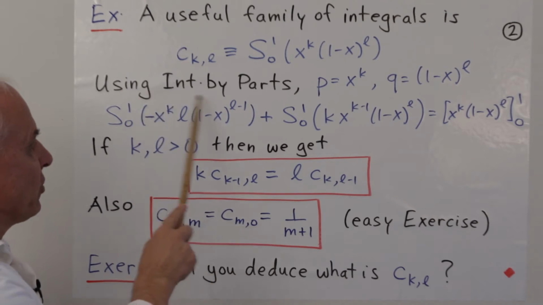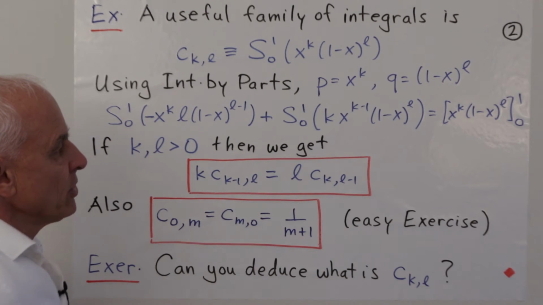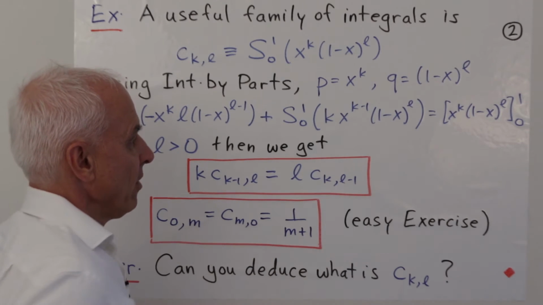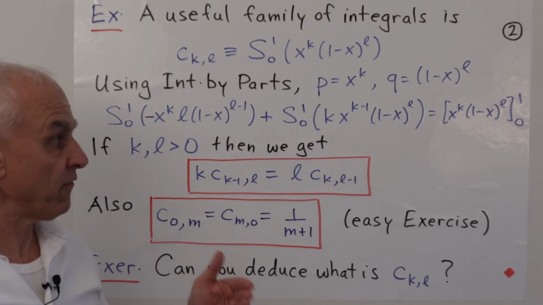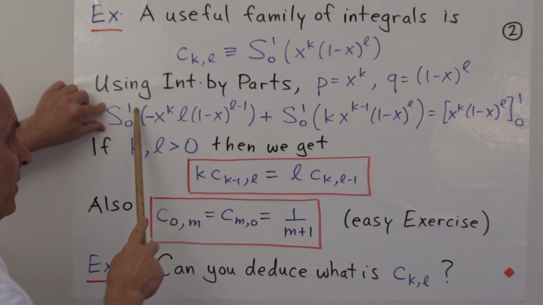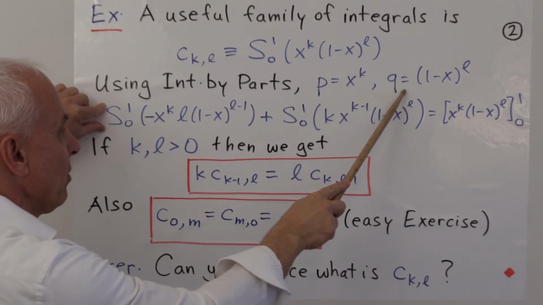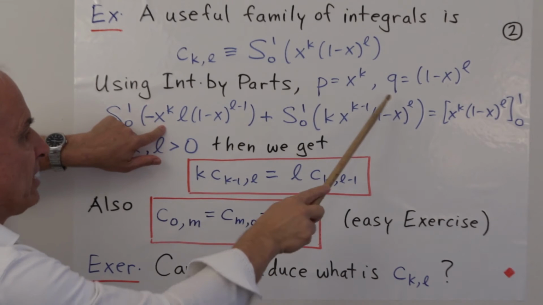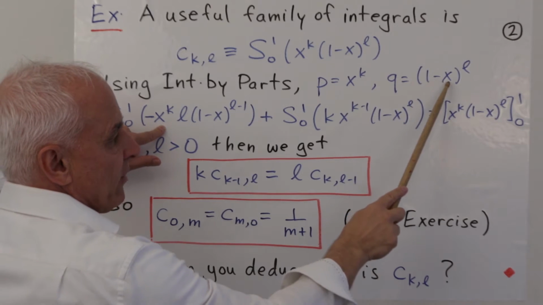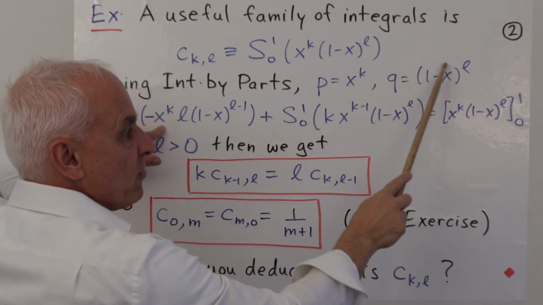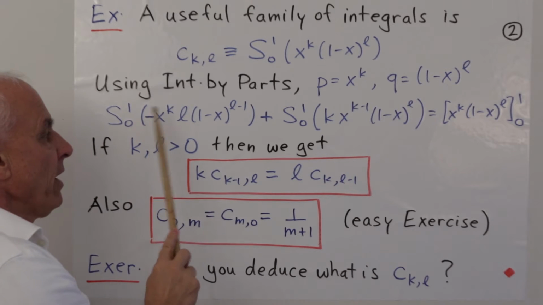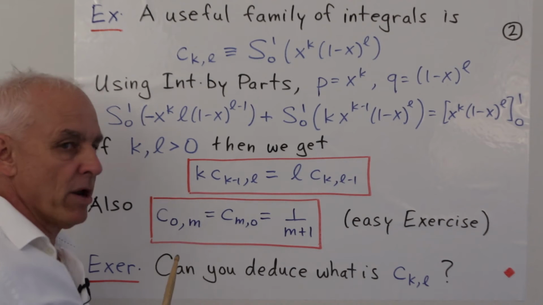Now, we can use integration by parts because this is a product here. So let's think of p as being, say, x to the k, and q equals (1 minus x) to the l. Then the integration by parts formula tells us what? That the integral from 0 to 1 of p times dq, so p is x to the k, and what is the derivative of q? Well, the l comes down. We also get (1 minus x) to the l minus 1. And then we have to multiply by the derivative of what's inside. That's the chain rule, which is a minus 1. So there's a minus 1 appearing, and then there will be a (1 minus x) to the l minus 1.